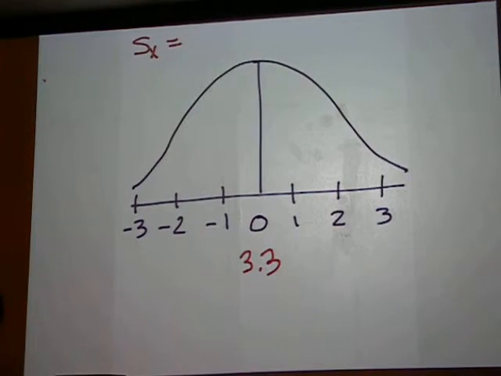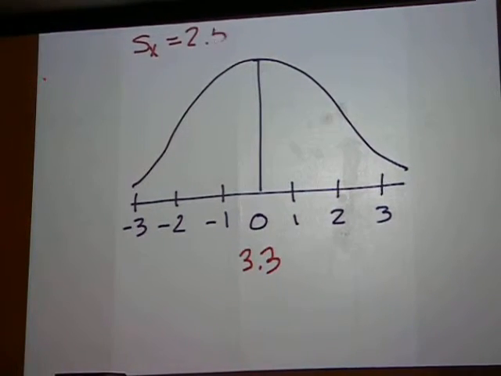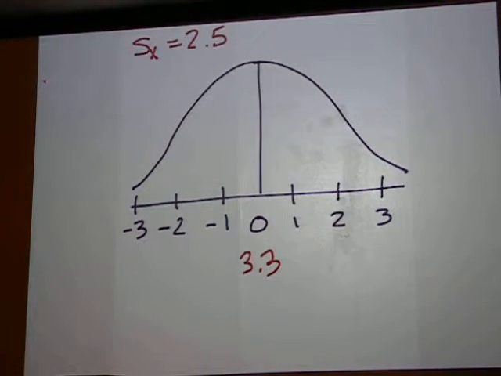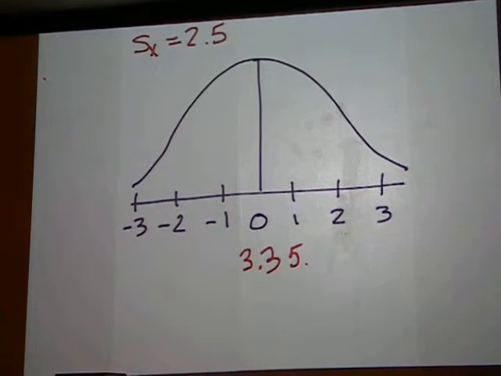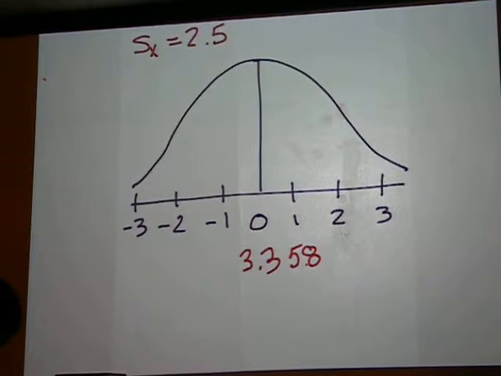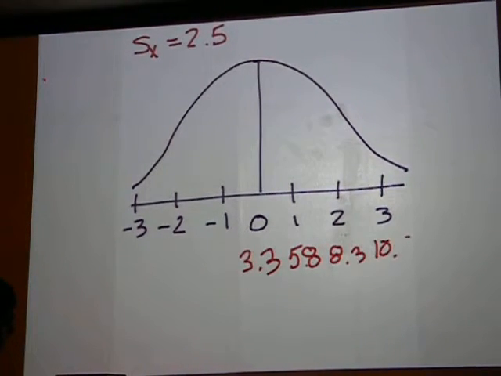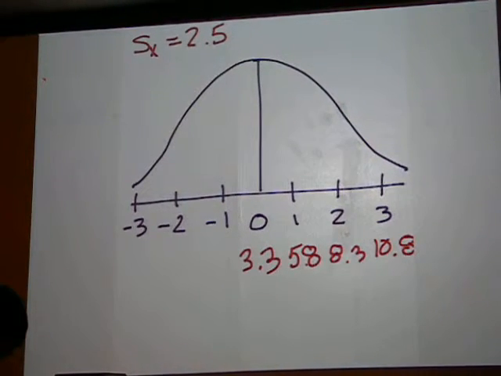So from the 3.3, we are going to add 2.5 as we go to the right. So 3.3 plus 2.5 is 5.8. And then add 2.5 again to get 8.3, and 2.5 again to get 10.8. The 2.5 is the standard deviation.